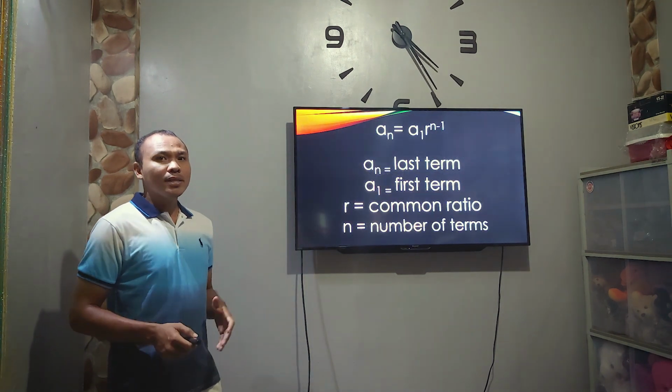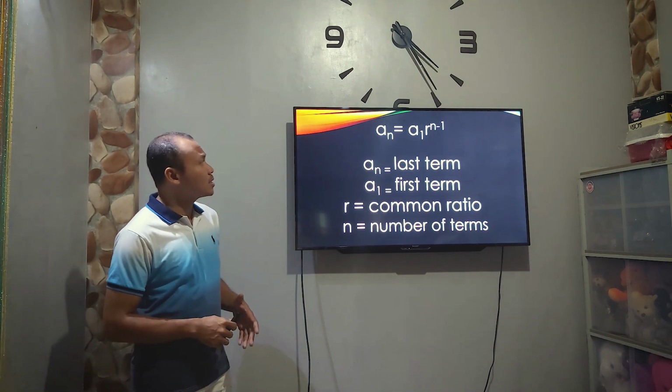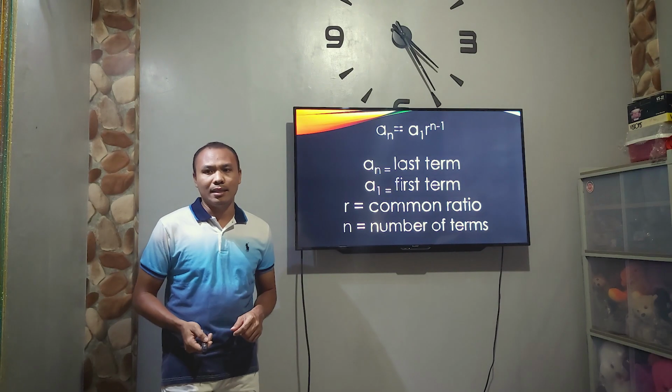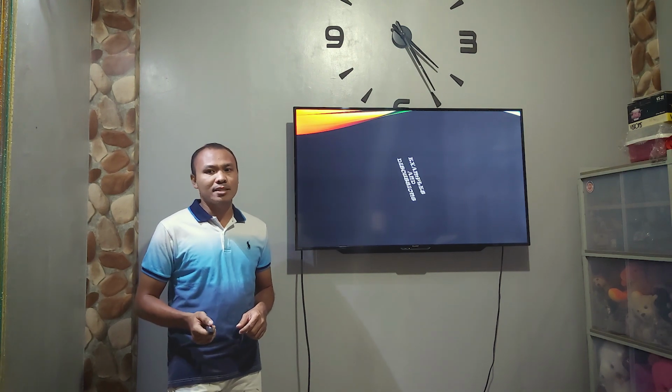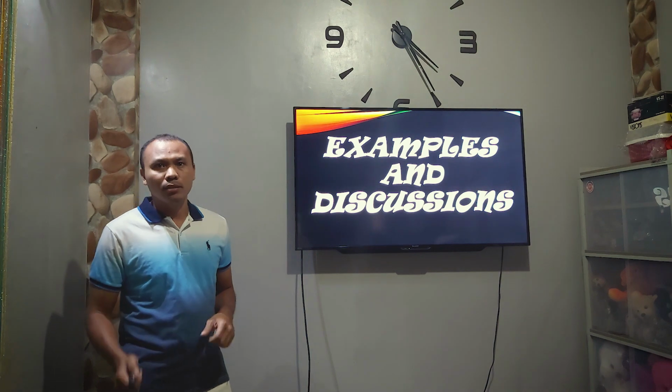And here is the formula in finding the geometric sequence. First, we have a sub n is equal to a sub 1 r raised to n minus 1, where a sub n is the last term, or the nth term. We have the a sub 1, which is the first term, and r, the common ratio, and the last is the number of terms, which is n. Let's try some examples, and we'll continue with our discussion.